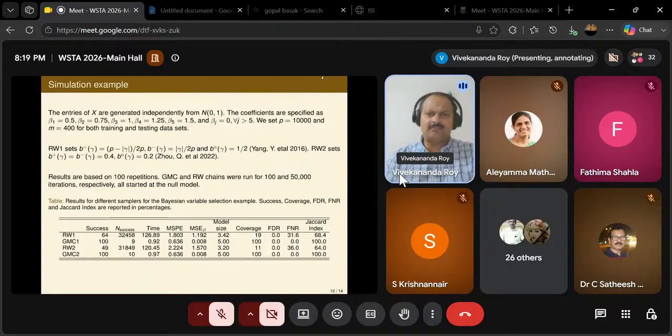Since I don't have time, you can see we reach the true model in only 9 iterations. Only the geometric variants reach the true model in 9 iterations, and all these algorithms start with the same null model. Whereas the random walk chains take more than 30,000 iterations to reach the true model, and they also fail a lot of the time. More than 50% of the time they fail.